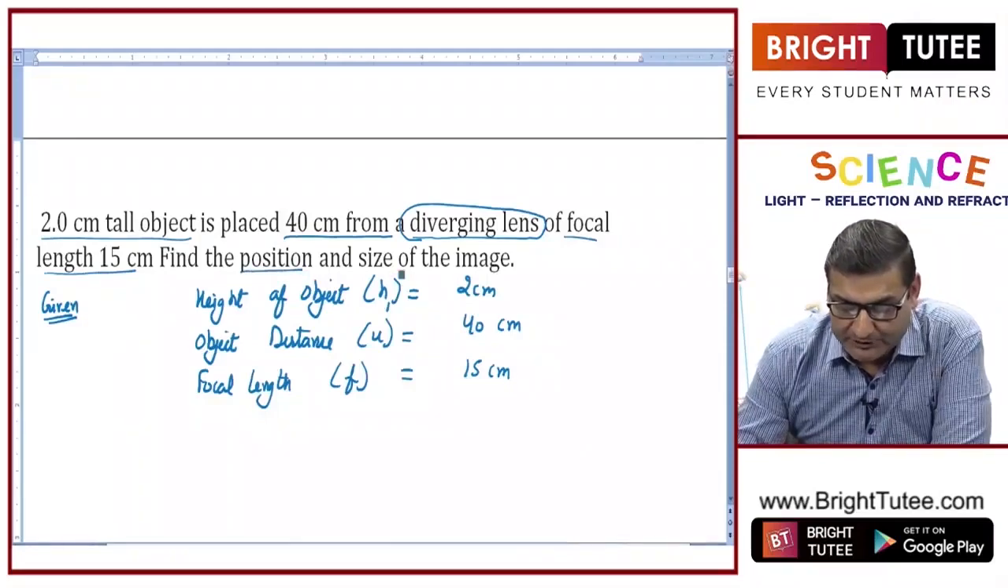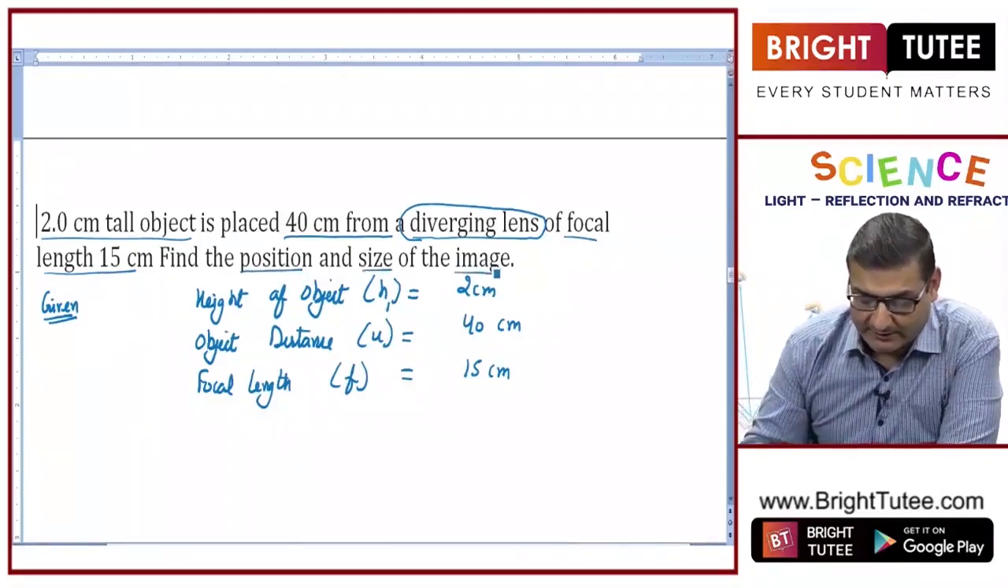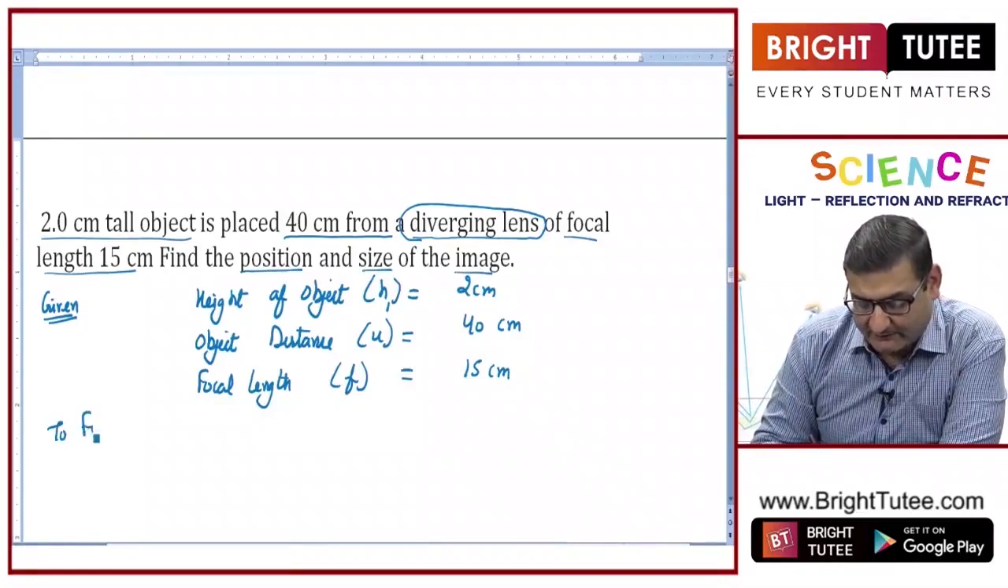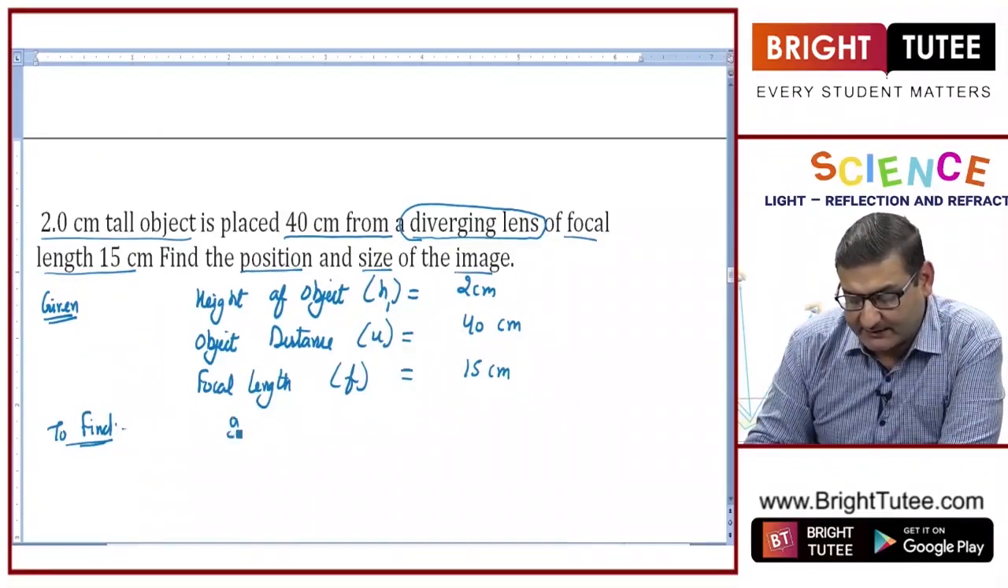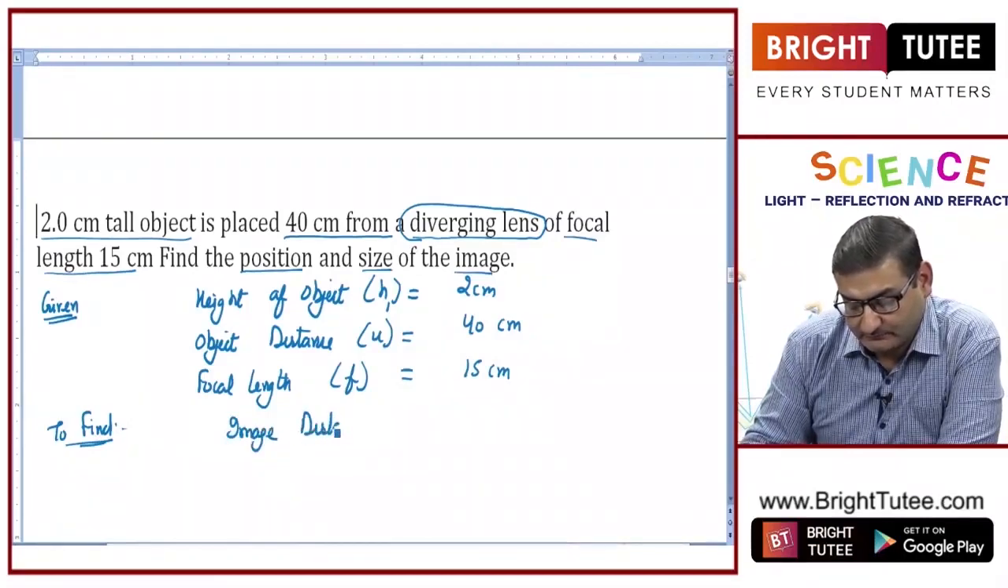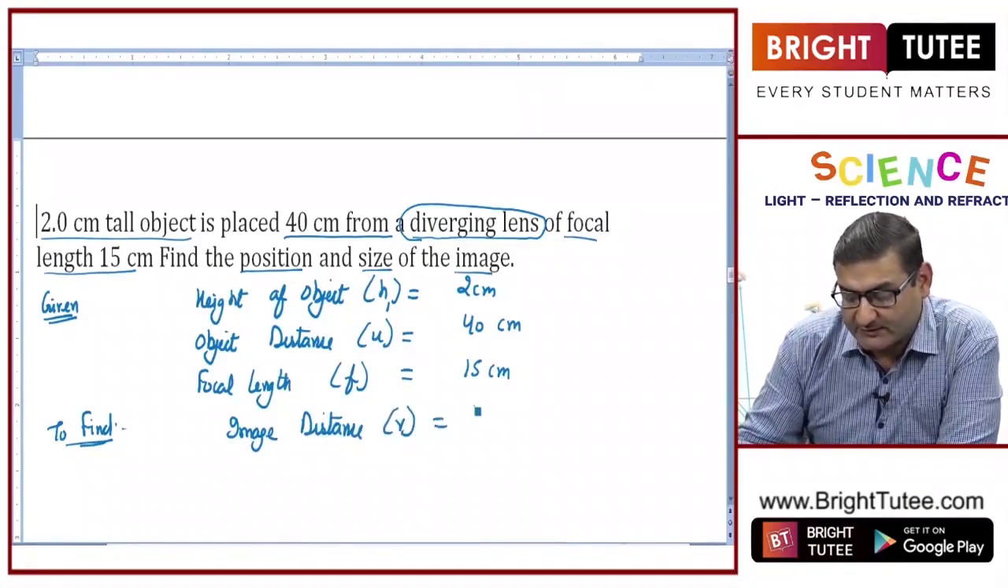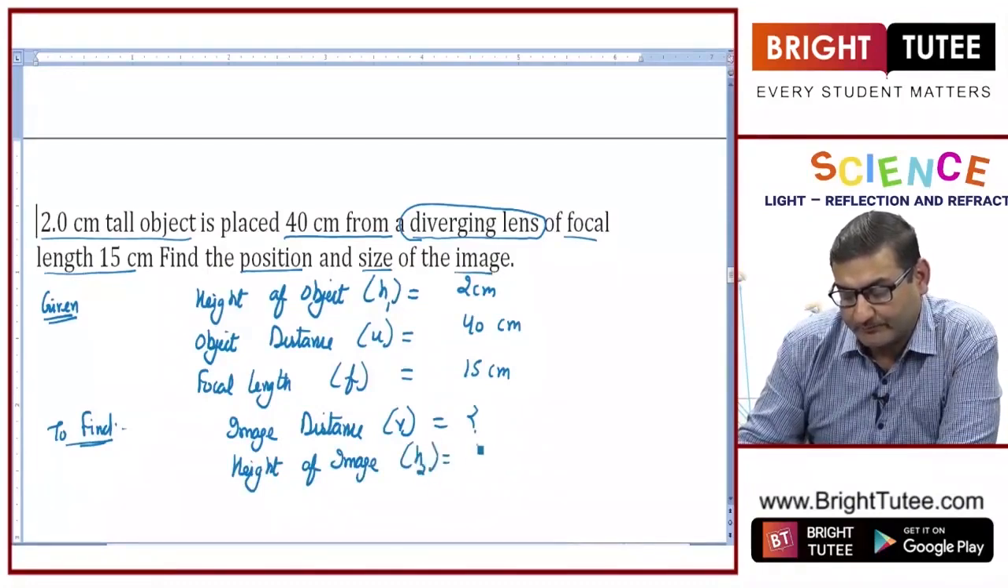Find the position and size of the image. We have to calculate the position of image, that is the image distance, represented by small v. This we have to calculate. Secondly, we have to calculate the size or the height of the image, h2.